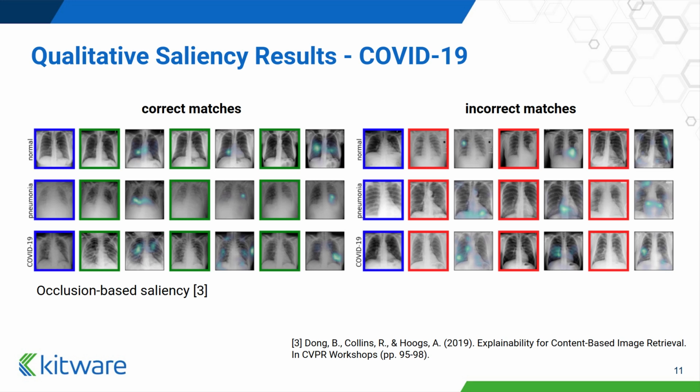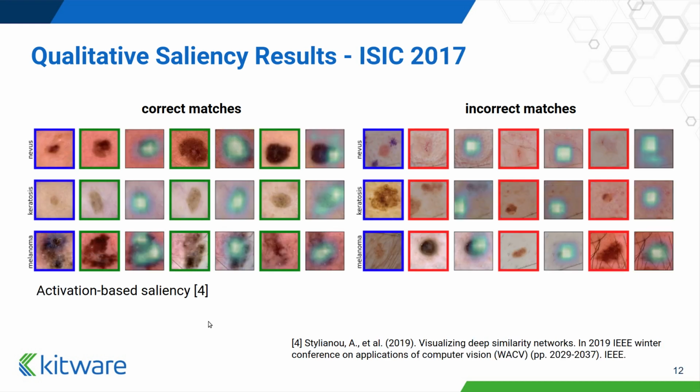Qualitative results in the COVID-19 dataset are shown here. Query images are highlighted in blue, the correct matches are shown on the left highlighted in green, and incorrect matches are shown on the right highlighted in red. Retrieved result images are presented along with their corresponding saliency maps for each of the three different conditions. We also obtained similar results on the ISIC 2017 dataset.